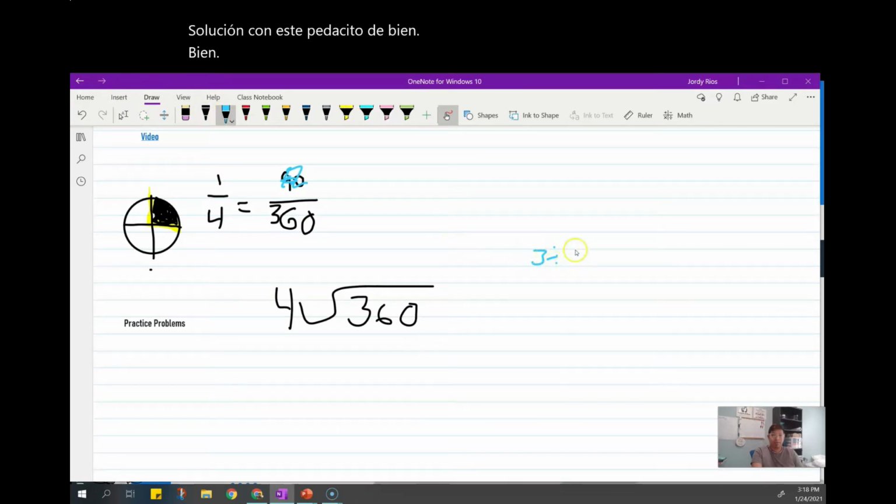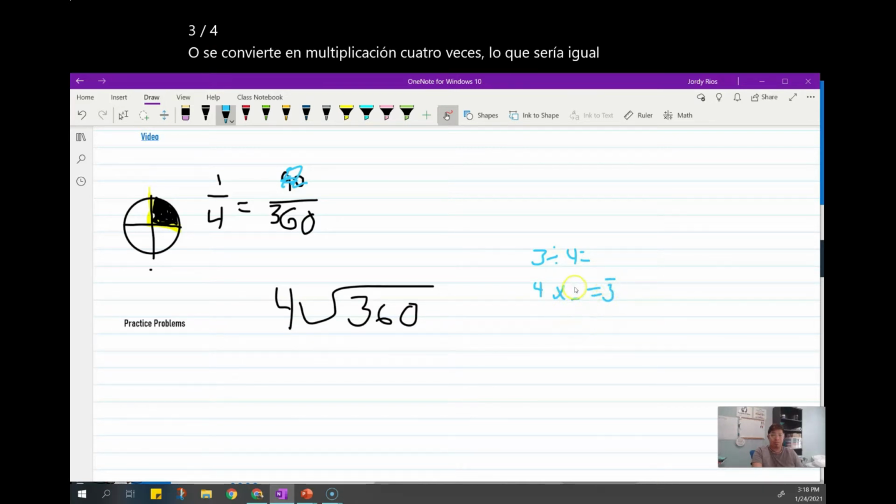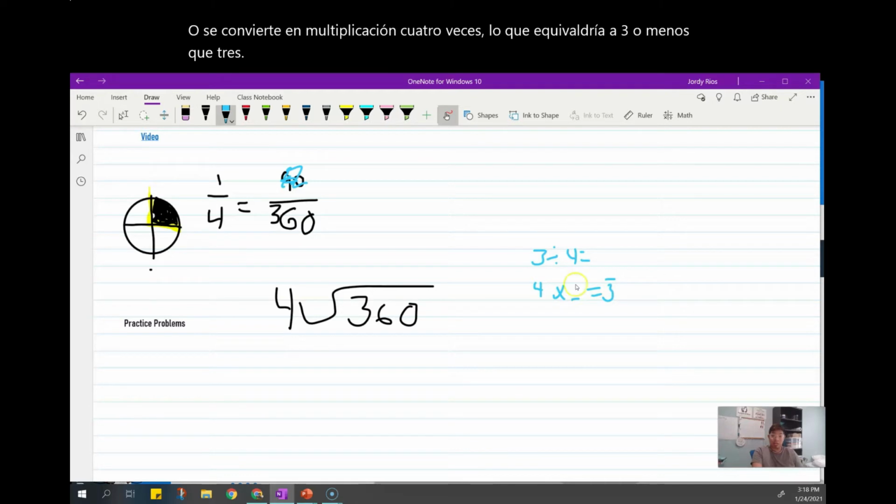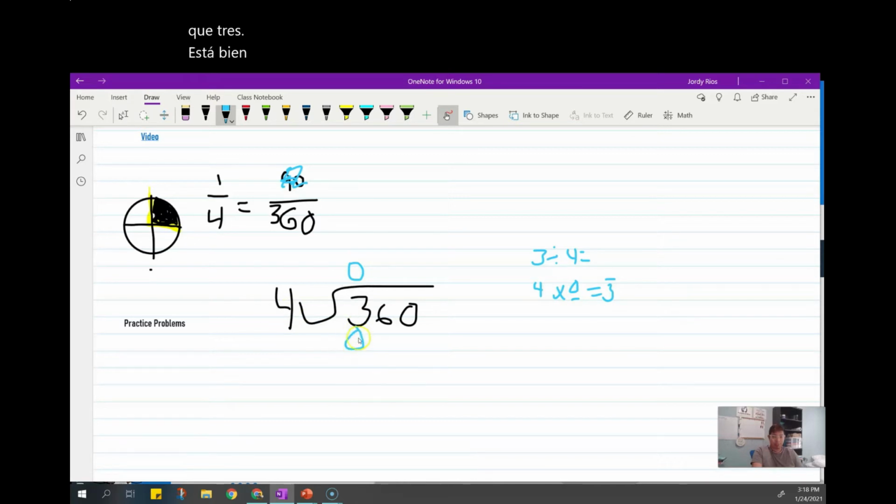3 divided by 4, or turn this into multiplication. 4 times what would equal 3 or less than 3? Good, 0. Okay, 4 times 0, 0. 3 minus 0, 0. Oh, I'm sorry, not 0. 3 minus 0 is 3. Look at you catching on. Good.